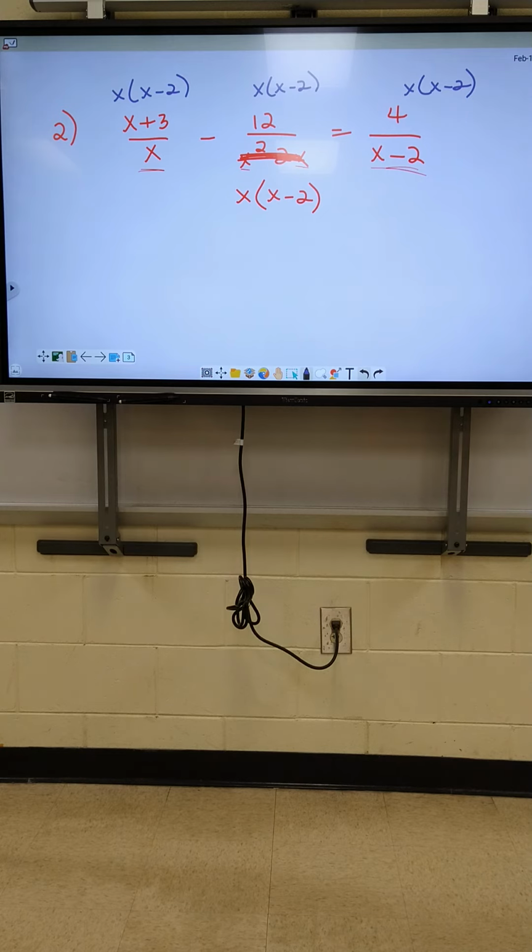Got an x squared, the one that you got to factor out. After you factor it out, mark it out. You don't use it again. And everything that's on the bottom, you got to use everything one time each, which is why it's x and x minus 2.